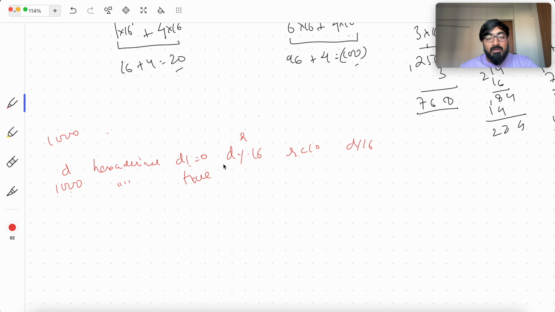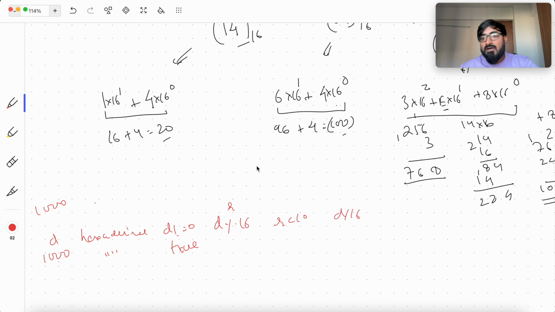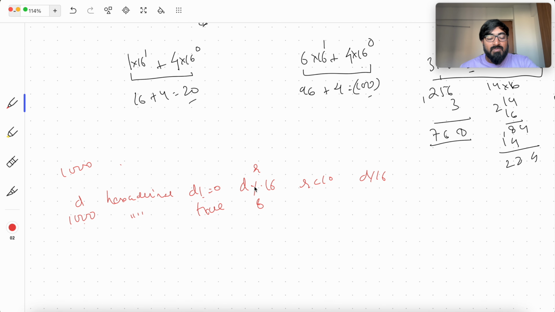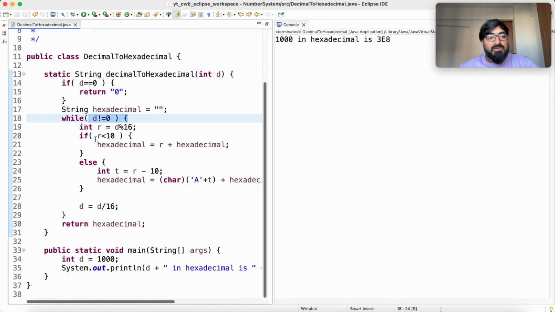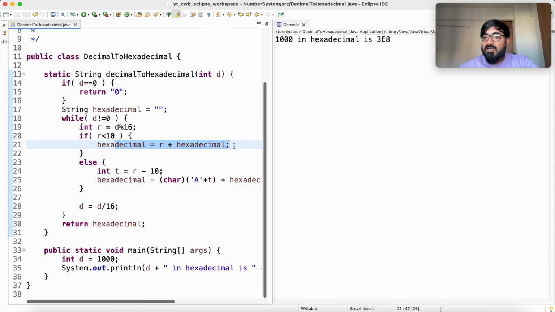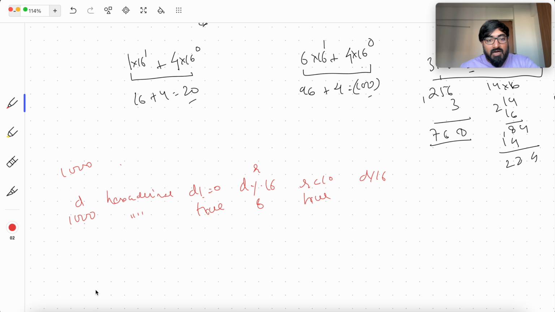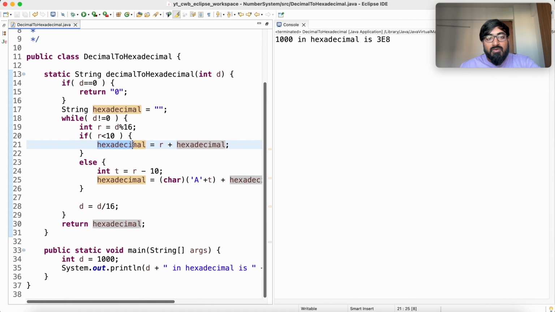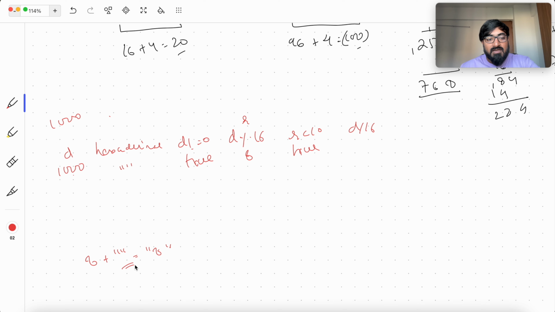D percent 16 is the remainder when 1000 is divided by 16. The remainder here is 8. You say r is less than 10, which is true. So you do r plus hexadecimal, which is going to be 8 plus blank. In Java, you can concatenate an integer to a string. So this becomes 8, which we are storing back into hexadecimal. So this is 8 now.